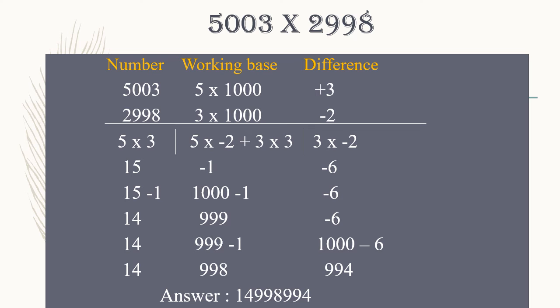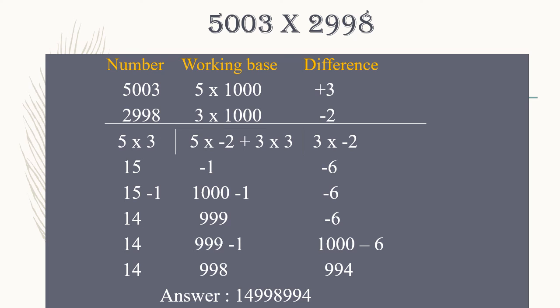For 5003, the difference will be plus 3. That means if we add 3 to 5000, we get 5003. And for 2998, the difference is minus 2. That means if we subtract 2 from 3000, we get 2998. Okay. Now we have to find our parts. The first part is obtained by multiplying the factors. That means 5 times 3, which is 15.